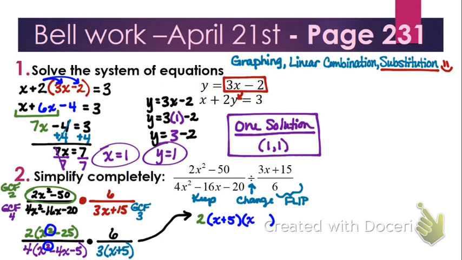x plus 5, x minus 5. Because 5 times 5 would give me 25. If I do positive 5 times negative 5, that's what that plus and minus do. I get the negative 25 that I see there.